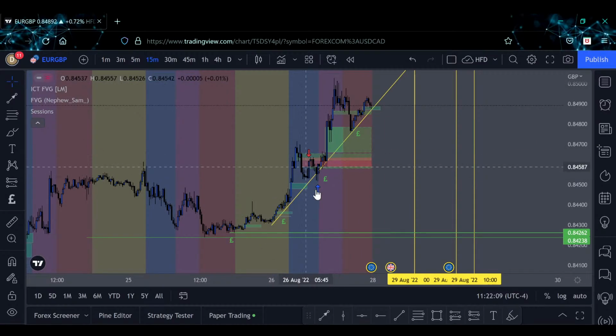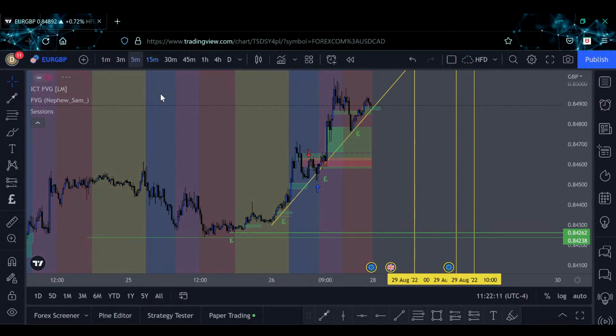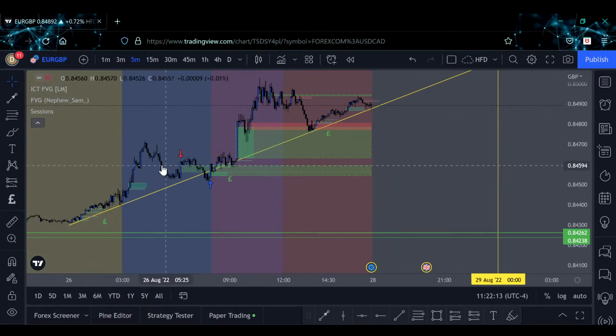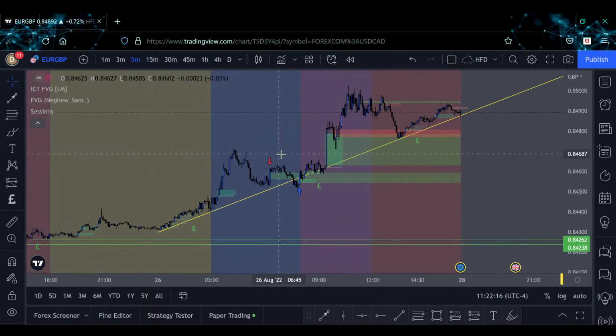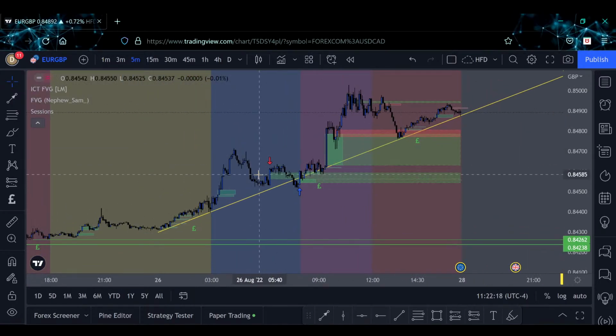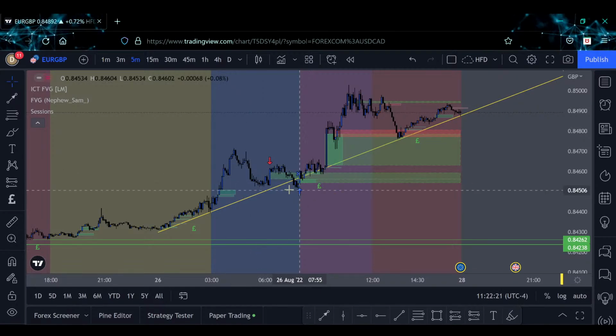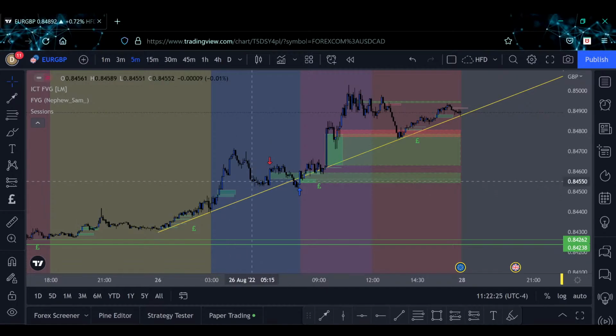So must have traded here, probably 5 man. I think I've got in on this gap, and then out here maybe. So why not?